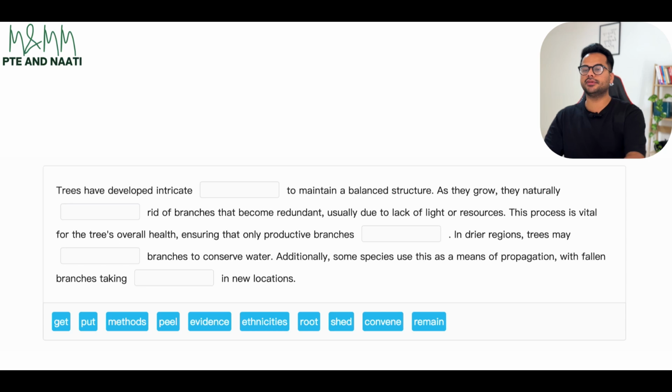Now let's get started with this one. This is the question that we have over here. As you can see, we have got 5 blanks, and there are a few options at the bottom, and it's a reading fill in the blank question. So we have to pick and choose the right answers.